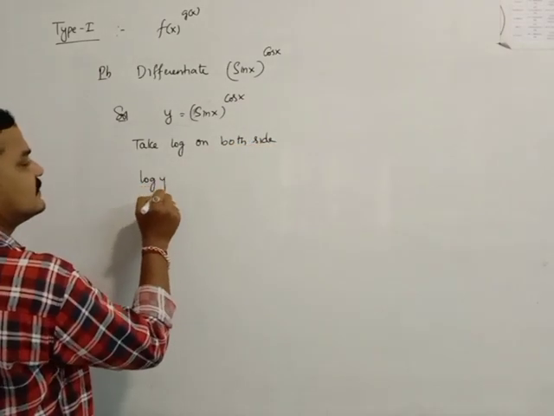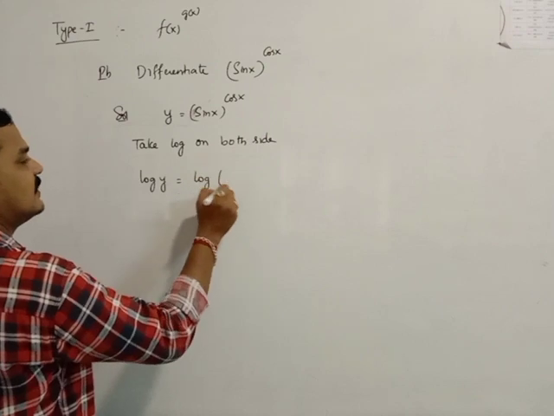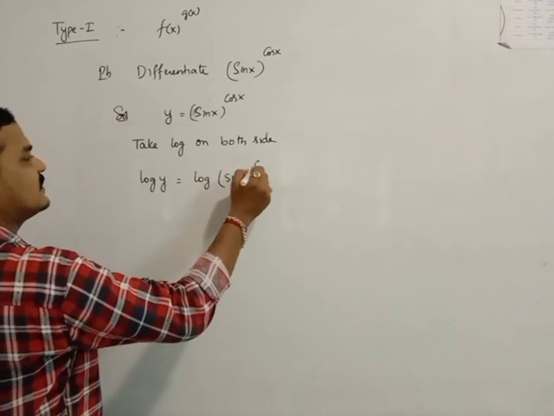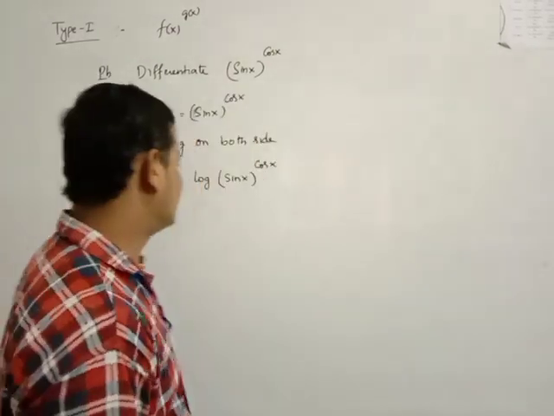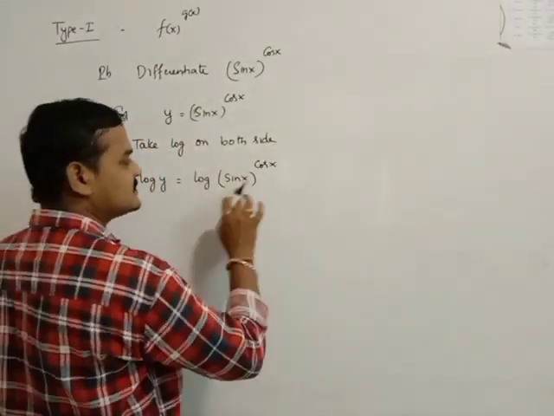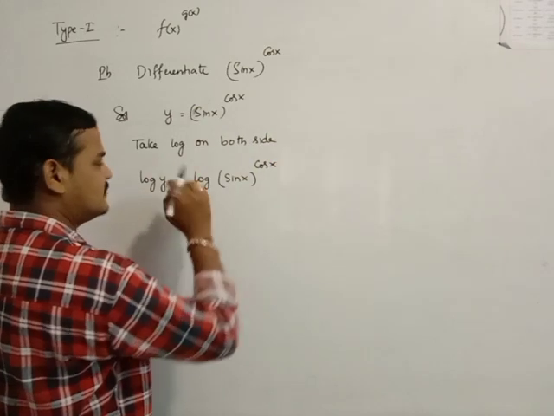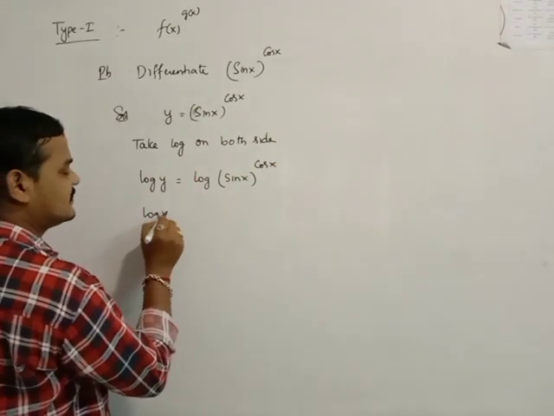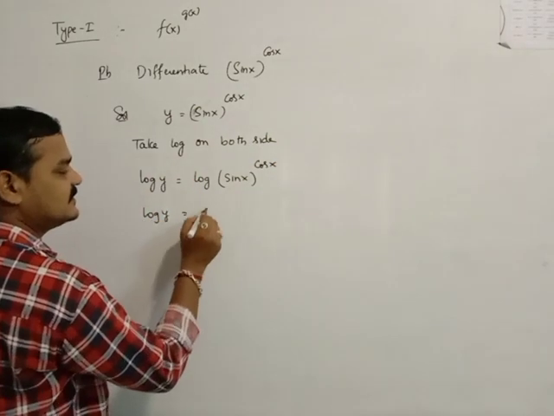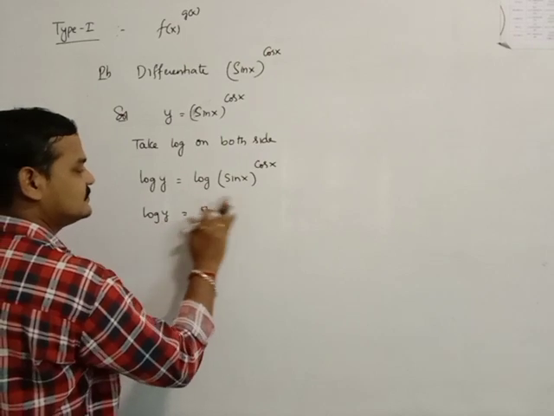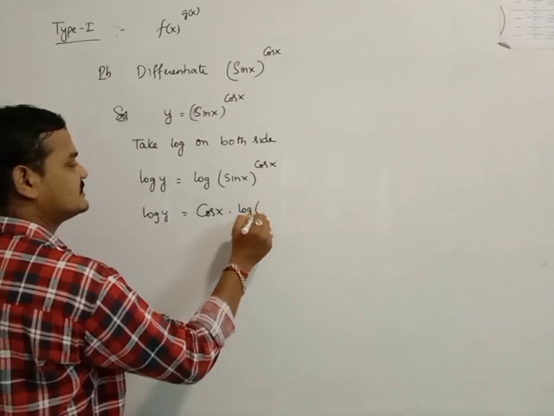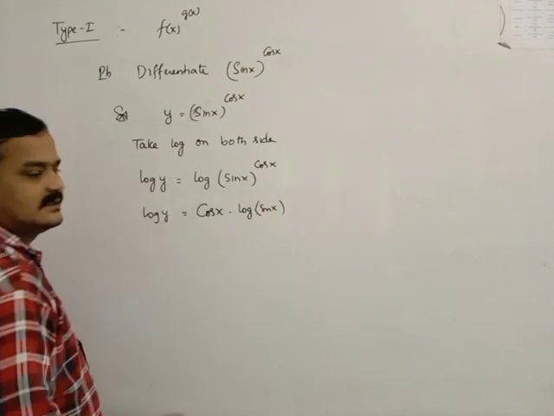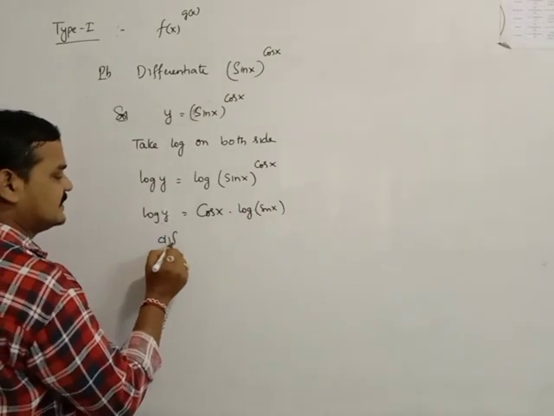Log y is equal to log of sin x to the power of cos x. Using the first formula, log of x to the power of m is m log x. That means log y is equal to, the power will come to the front, cos x into log of sin x.